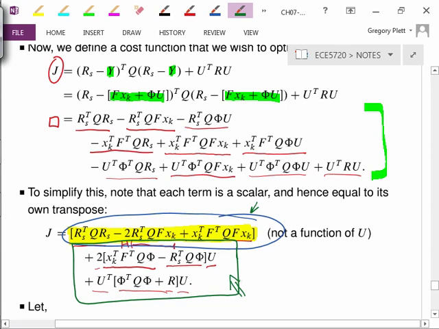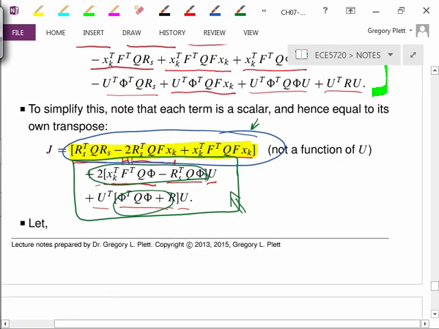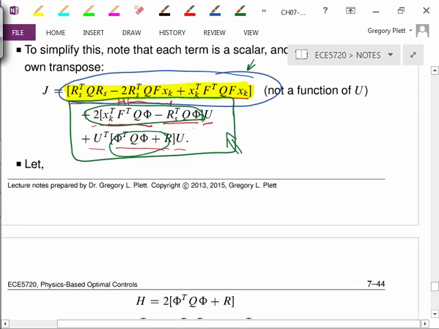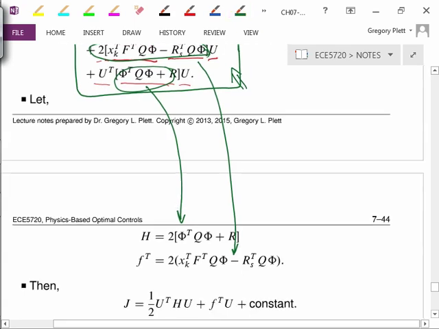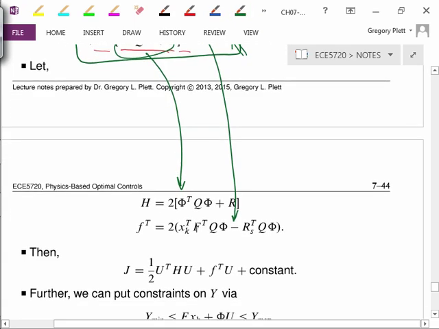And looking at the simpler version, I've got some matrix times U plus U times some matrix times U again. So we're going to define some things. This first matrix we're calling H. No, we're not. H is 2 times that. And then this here we're calling F. So we can write then that the cost that we're trying to optimize, J, is a half U transpose HU plus F transpose U plus some constant.